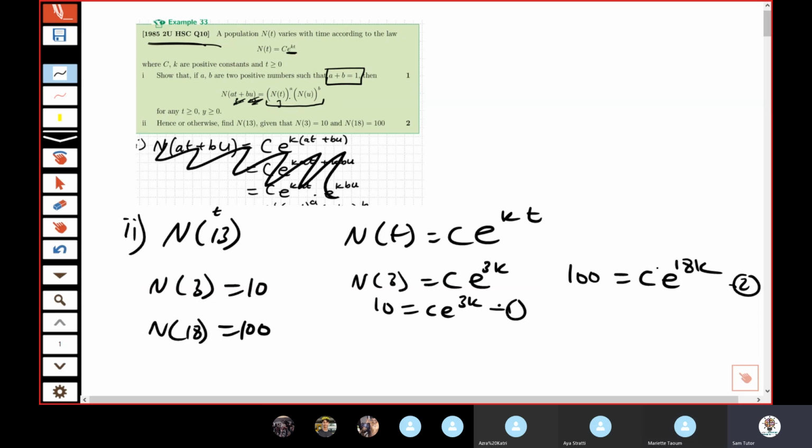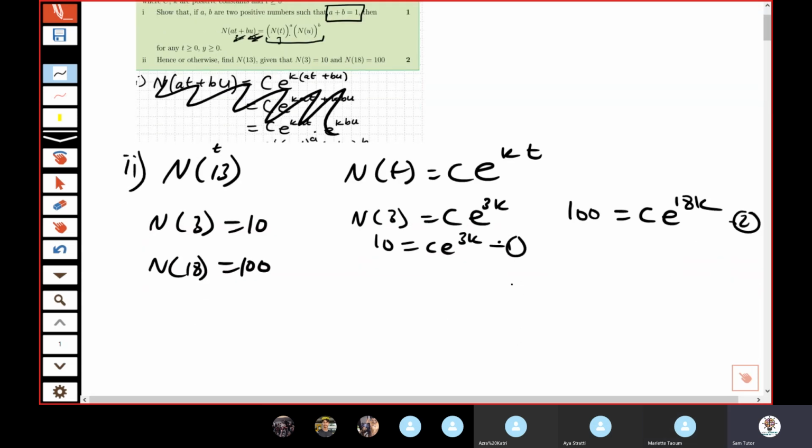You've got to solve simultaneously. Yes, but how? You've got C there and K there. What's your idea? It's definitely not elimination. What are you going to do? Substitution. Yep, and what letter would you make the subject, C or K? C. Yes, correct. And which equation do you want, the first one or second one? It doesn't matter. The first one then. So C equals 10 on e to the power of 3k. Sub that into 2.